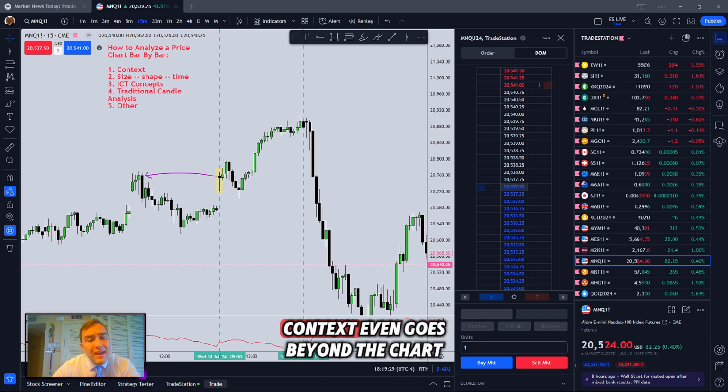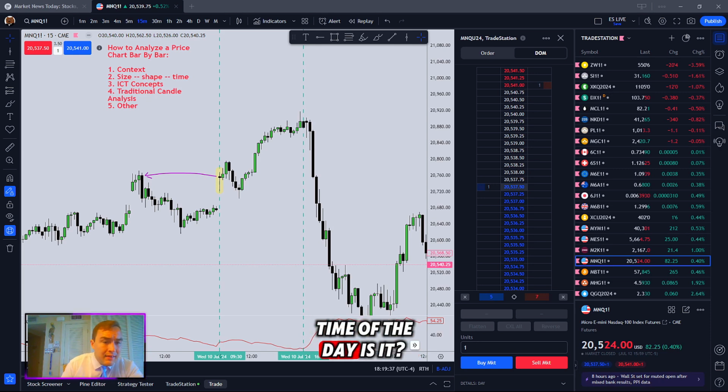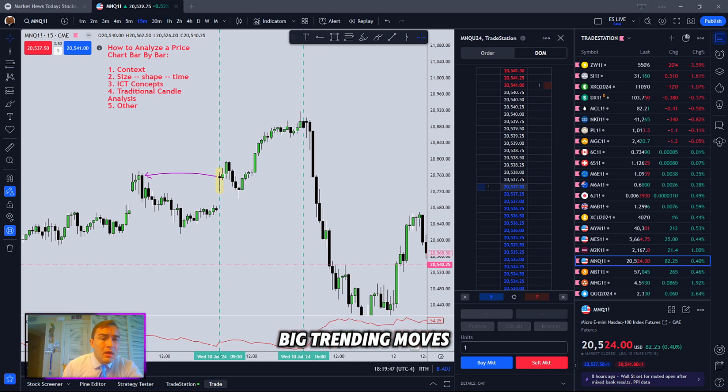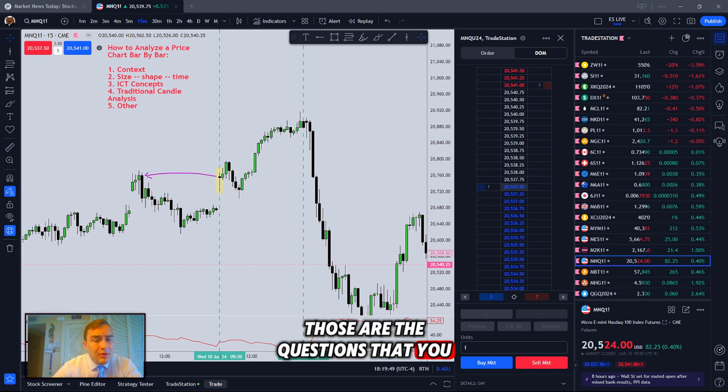So context even goes beyond the chart and where that bar is in relation to the prior price action. It also goes on to what time of the day is it? What day of the week is it? Is it Monday, where the market tends to like to be in a trading range? Or is it Tuesday, Wednesday, Thursday, when you can have some big trending moves? Those are the questions that you need to ask yourself, guys.